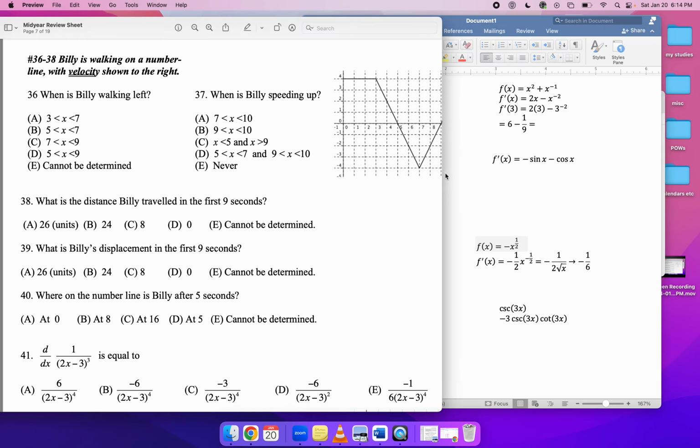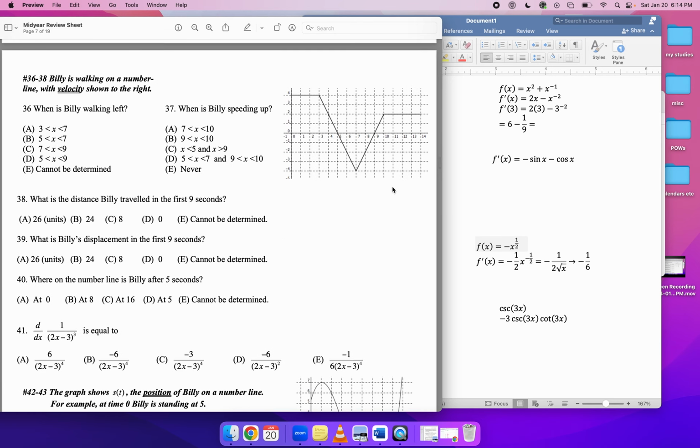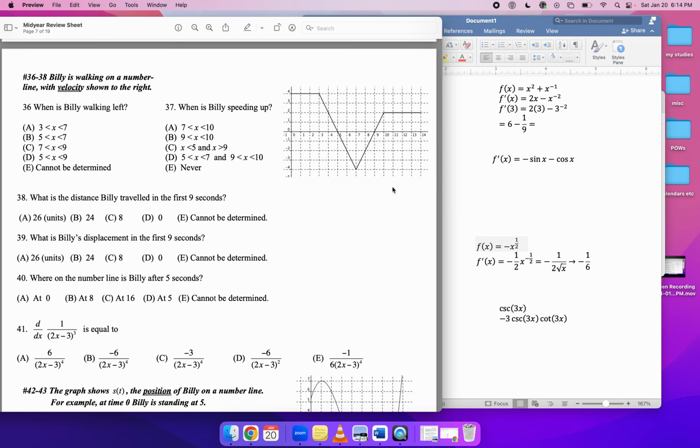36. What is this a graph of? It's a graph of the velocity. So when is Billy walking left? They mean walking towards the left. Moving towards the left just means velocity is negative. So when is velocity negative? Well, this is a graph of velocity, so right in here, that's when the velocity is negative.